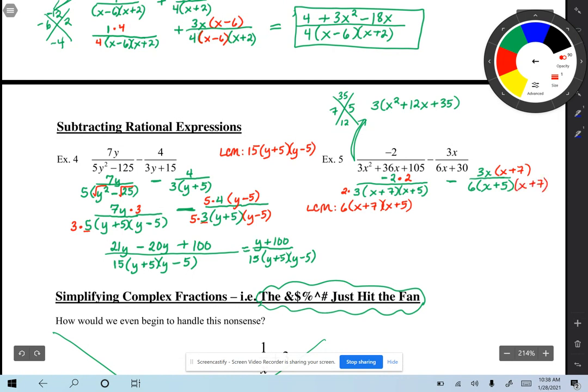There, boom. And now we can combine the numerators. Negative 2 times 2 is negative 4. Minus, so we have here 3x squared. And then 3x times 7 is 21x, but it's a negative, remember. Negative 21x, all over 6 times x plus 7 times x plus 5.